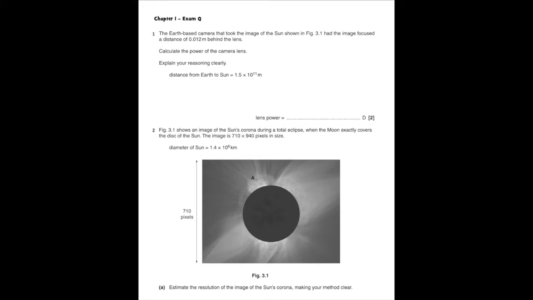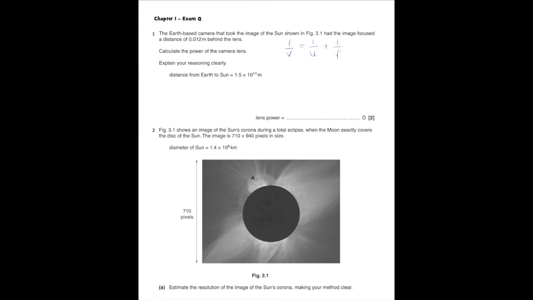So firstly, we're asked to calculate the power of the camera lens, but we're also asked to explain our reasoning clearly. Now that suggests that we're going to be required to make an assumption and that we need to justify why we've done that. And that lies in our use of the lens equation, which we know is 1 over v is equal to 1 over u plus 1 over f.